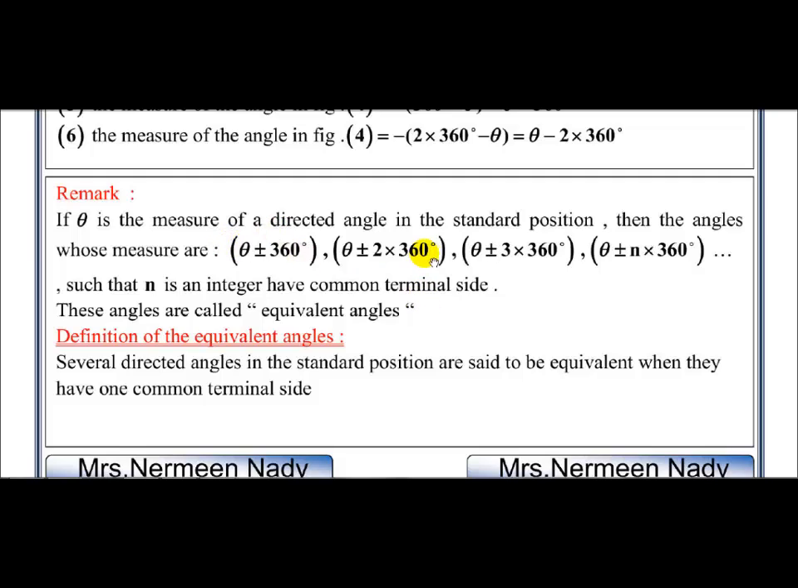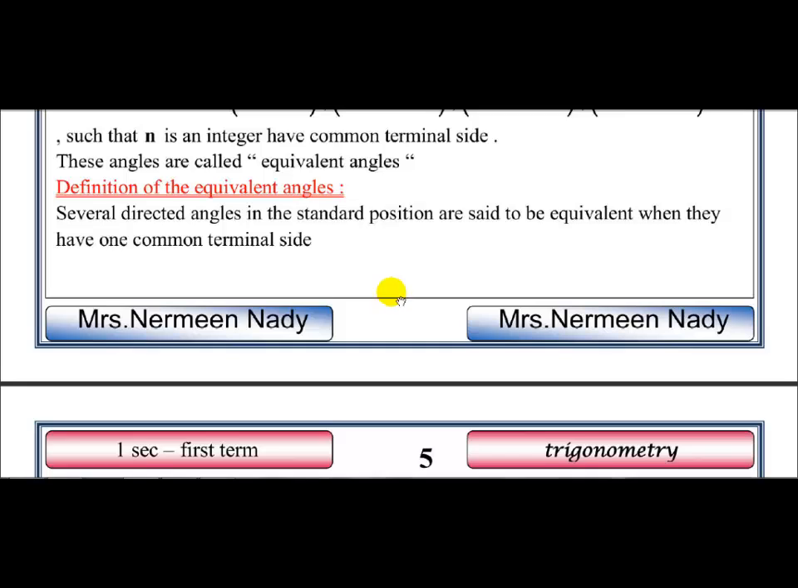All these angles are equivalent. If theta is the measure of a directed angle in the standard position, then the angles whose measures are theta plus or minus 360, theta plus or minus 2 times 360, and so on, that is, theta plus n times 360, where n is an integer, are all called equivalent angles.